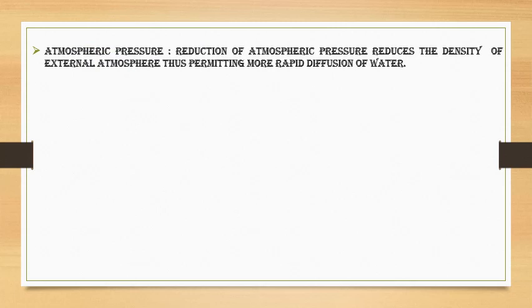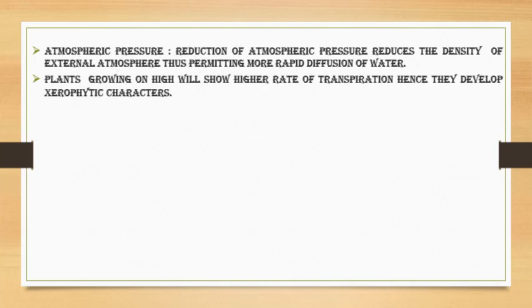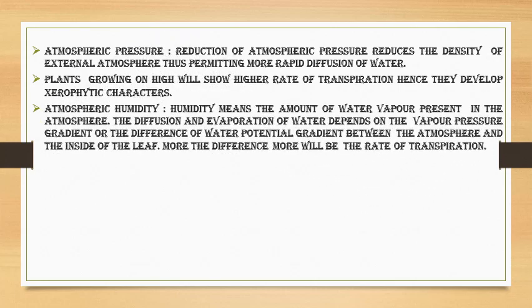Atmospheric pressure. Reduction of atmospheric pressure reduces the density of the external atmosphere, thus permitting more rapid diffusion of water. Plants growing at high altitudes show a higher rate of transpiration, hence they develop xerophytic characters.